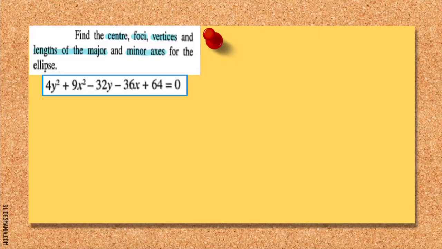This is the final video on the topic of ellipse where we'll discuss this question together. The question said, find the center, foci, vertices, as well as the line of major and minor axis. So now you are given this general equation of an ellipse.